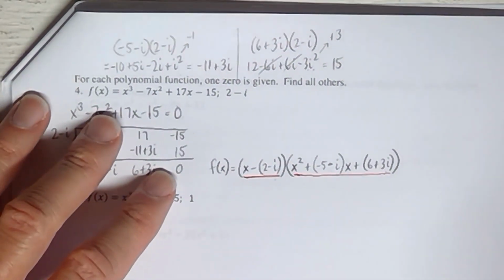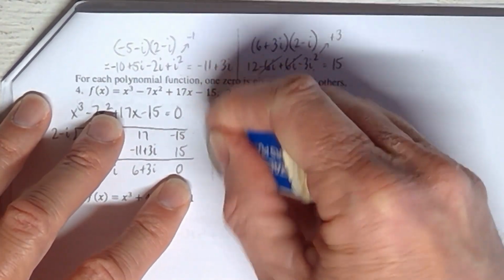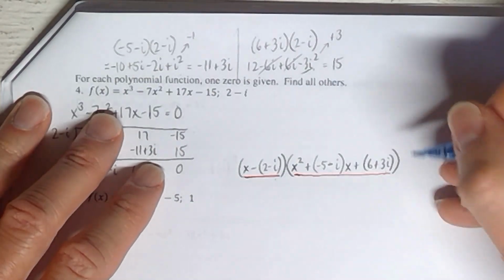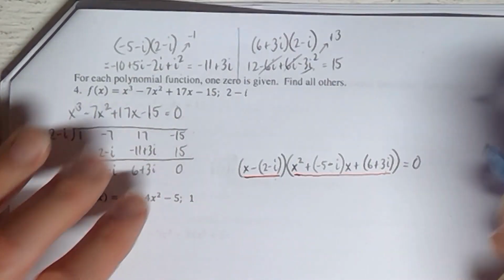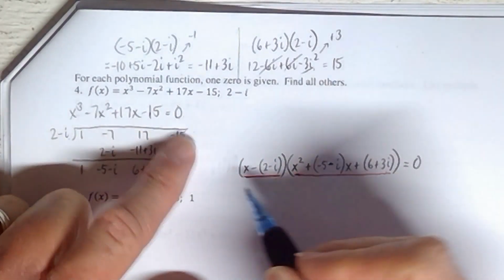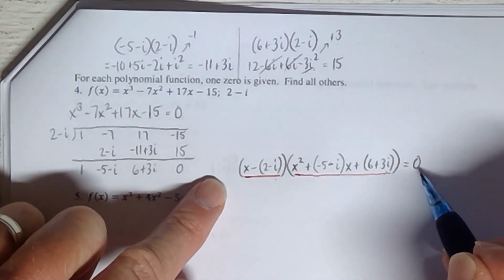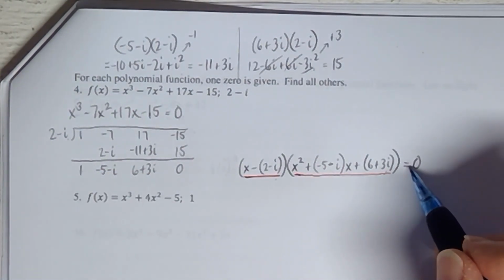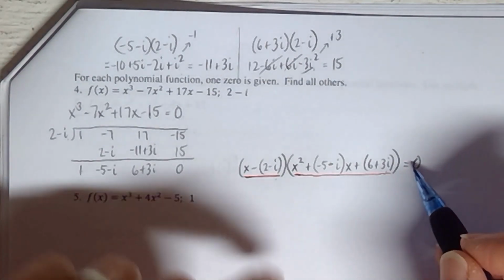In fact, you know what? I messed up here. I meant to say that this was equal to 0. Remember, we set that equal to 0 already. So I just get rid of that f of x and put the 0 there in its place. I just put it on the other side. Still means the same thing.